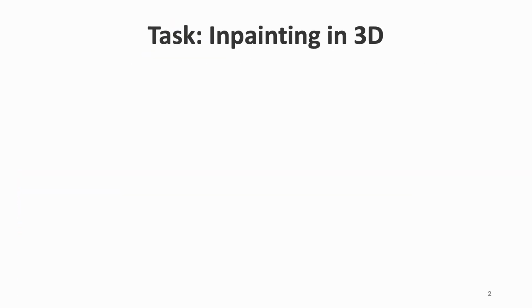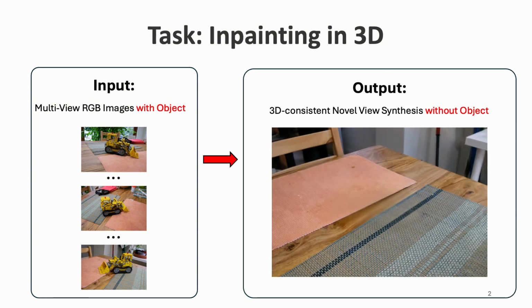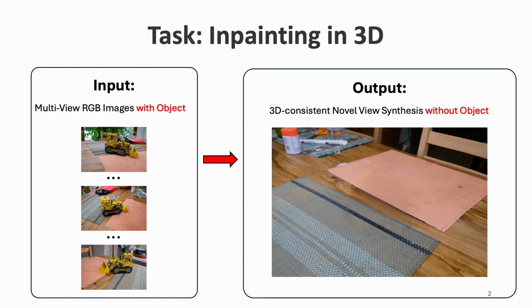First, what do we mean by 3D inpainting? Given a sequence of input images, the goal is to synthesize new views of the scene, with selected objects removed.